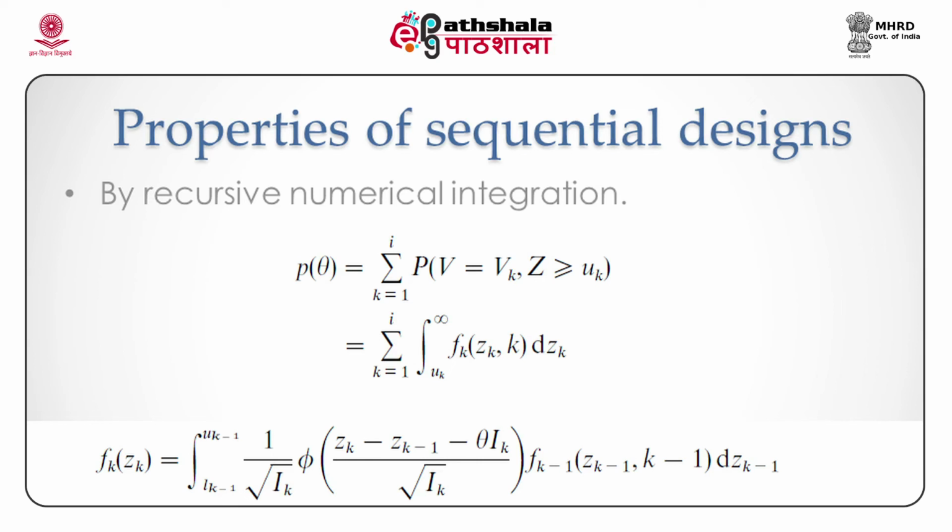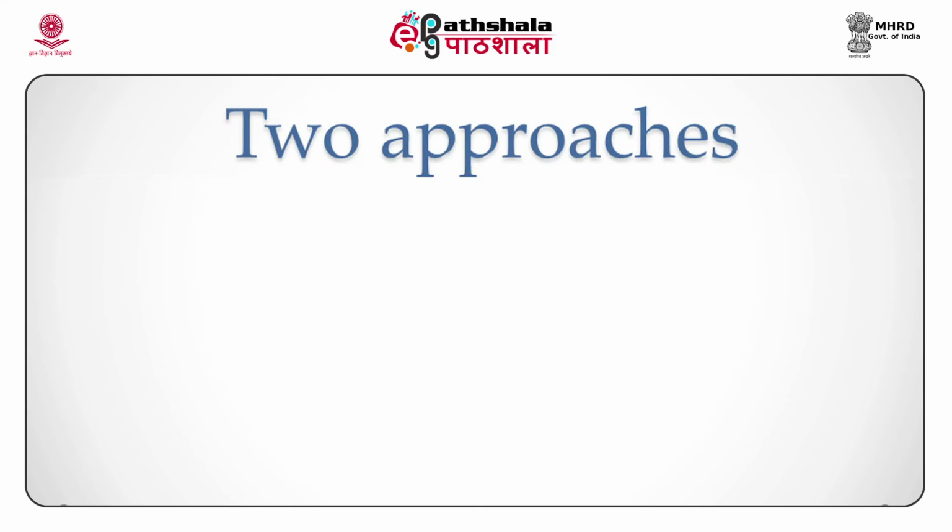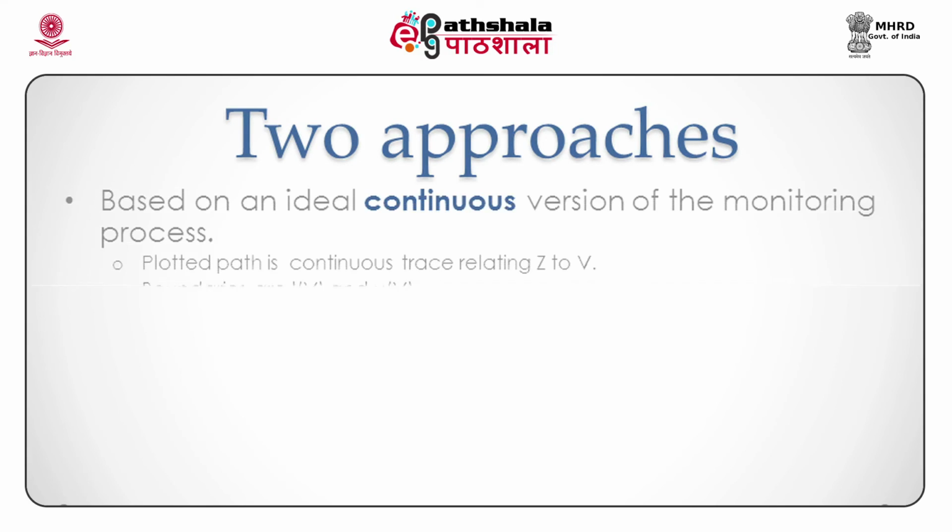Now most sequential plans use one of two approaches. In the first, we envisage an ideal continuous version of the sequential plan. That is, we assume that it is possible to obtain Z continuously over time and that we have conceptually a continuous plot of Z against V, assuming that V increases smoothly.